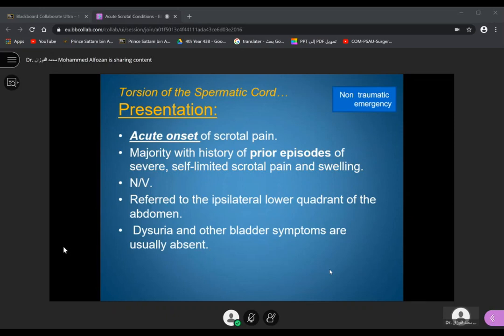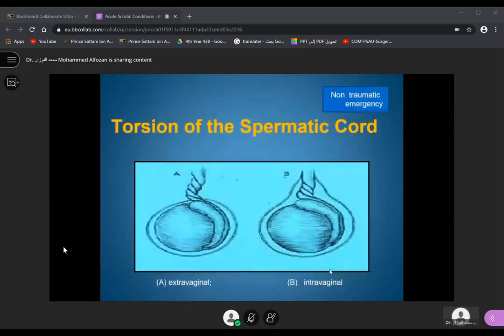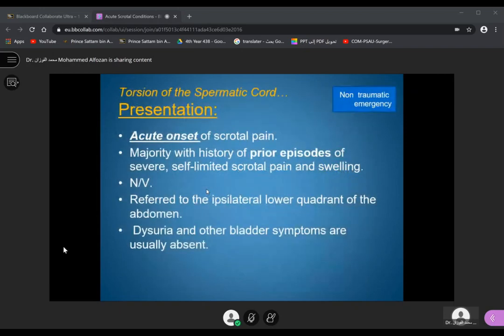As we mentioned, they will present with severe pain, nausea and vomiting, and a high-riding testis, because when the testis is torted, as you can see, it goes up. The more severe, the higher you will find it. Sometimes you will find it in the upper scrotum or even in the inguinal canal. The pain will be referred to the ipsilateral lower quadrant of the abdomen. Sometimes the patient might even have dysuria and other urinary symptoms, but they are not the main symptoms.